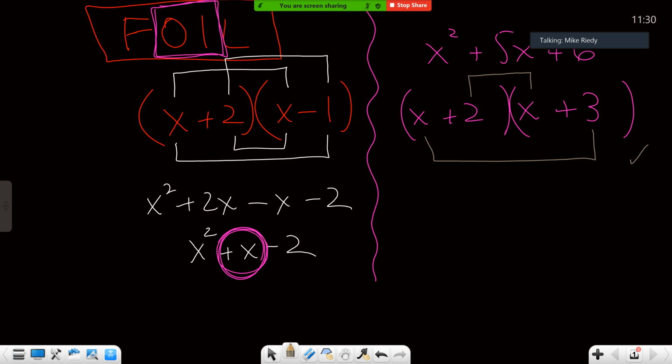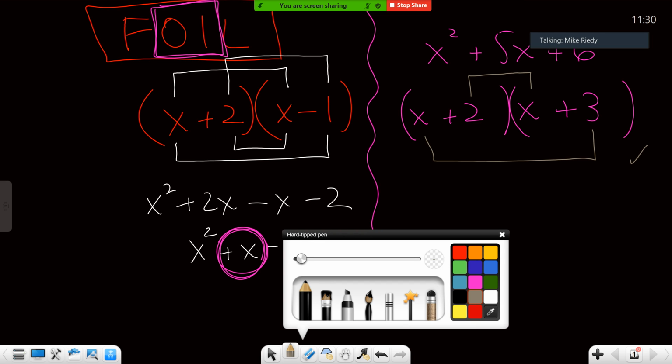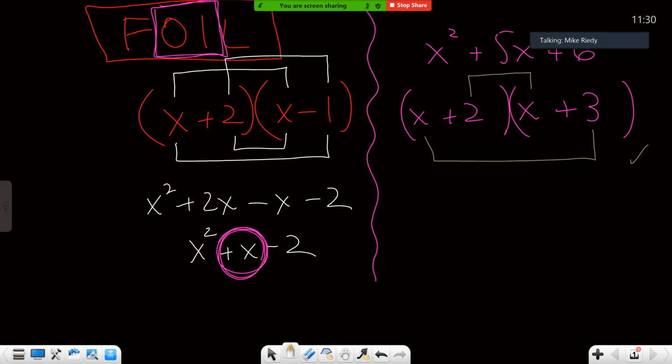As you get better at this, you're not going to need to look at the OI term. You'll be able to do this in a heartbeat. And some of you can probably already do this. So let's see if you can do it with this.